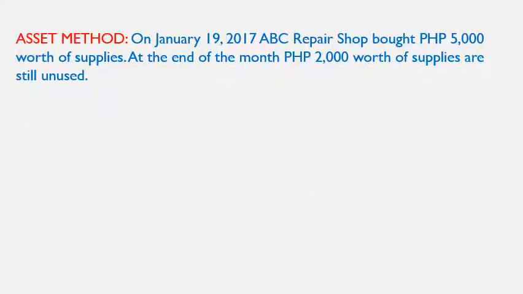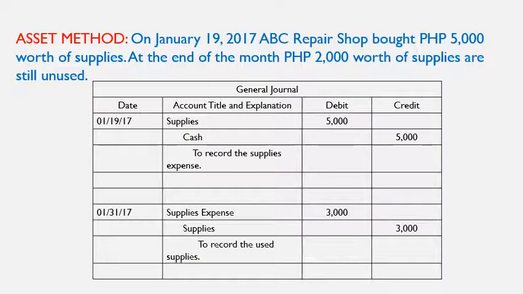So, I told you that we have two ways in recording prepaid expense. So, these are the asset method and expense method. If we are going to use the asset method in this transaction, this will be our entry. Okay, take note that when we say asset method, the accountant will initially record it as asset when the amount is paid. So, if the asset method was used, the entry would have been this one. So, on January 19, 2017, your first entry will be supplies, debit, and then credit, cash. Di ba, bumili kayo ng supplies worth 5,000. So, of course, debit, supplies, credit, cash.